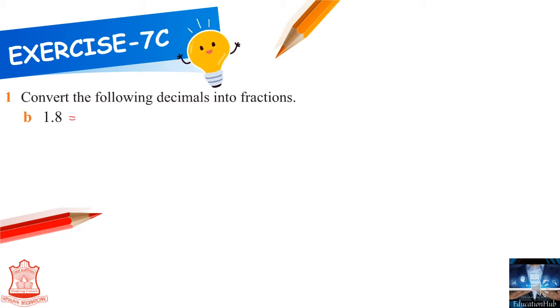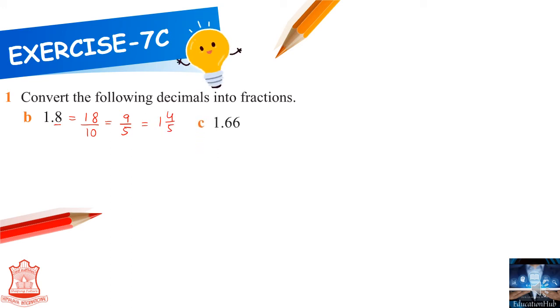First again we are going to write without decimals as it is, and now we will count how many places we have after the decimal, that is 1. So we are going to write 1 with 1 zero, that is 10, and now we will convert it into lowest form. What is common in both is 2. So we are going to divide the numerator and the denominator by 2 and we will get 9/5. And now we can see 9/5 is an improper fraction, that means it needs to be converted into a mixed fraction, so it will be 1 4/5. I hope this is clear to you.